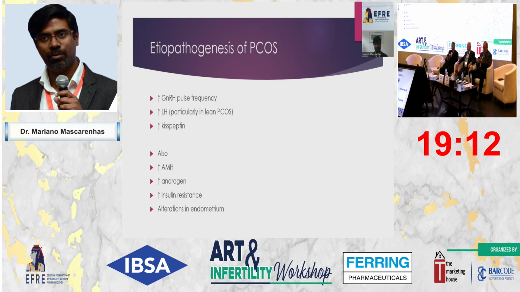It's because of an increased GnRH pulse frequency, and practically this leads to an increased amount of LH, particularly in the lean PCOS phenotype. And there's also recent data indicating that there are elevated kisspeptin levels, which in turn cause the increased GnRH pulse frequency. Now, there's also an increase in the amount of AMH. There's increased androgen, both in the bloodstream, measured as hyperandrogenemia, and also manifested as symptoms of hyperandrogenism, say hirsutism and acne. There is elevated insulin resistance alongside alterations in the endometrium.